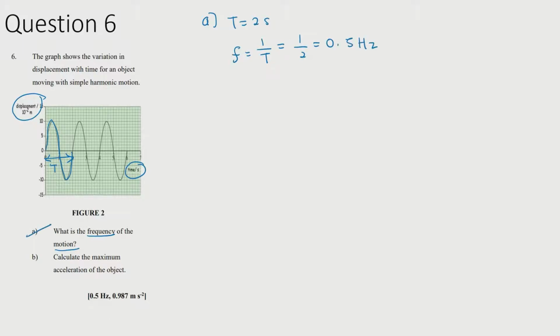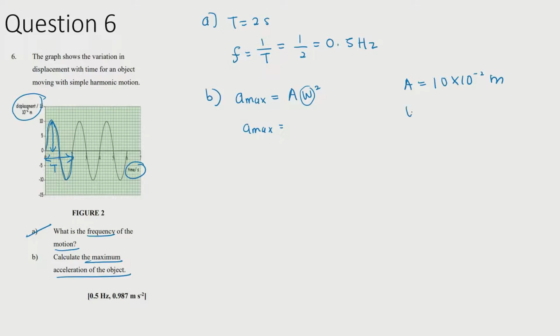So we're done with question A. Let's look at question B. The maximum acceleration of the object. So for maximum acceleration, we can use this formula, which is amplitude times omega squared, angular frequency or angular velocity squared. But do we know our amplitude? Yes, we know our amplitude. We can get it from the graph, which is the maximum displacement, which is 10 times 10 to the power of negative 2 meter.